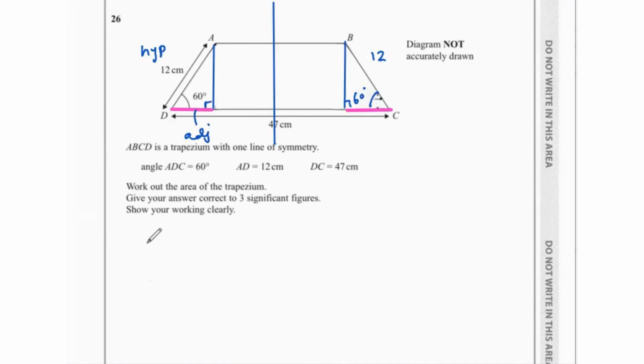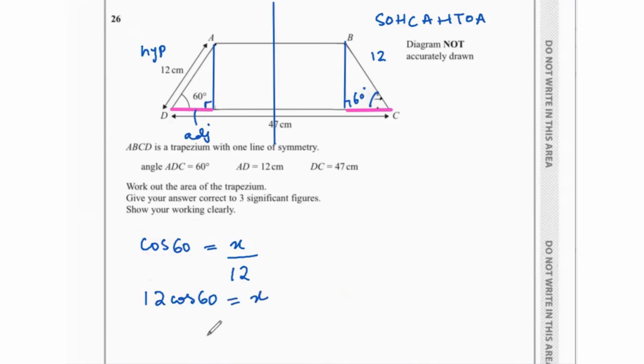So adjacent is what we need to find. Hypotenuse is given. So we'll use cos of 60 equals x over 12. Remember SOHCAHTOA. If the opposite was given along with the hypotenuse, then you can use sine. If opposite and adjacent are given, you can use tan. So since we have the hypotenuse, we have to find the adjacent. We use cosine. So cross multiply. 12 times cos 60 equals x, which gives us a value of 6. So 6 centimeters is this length.